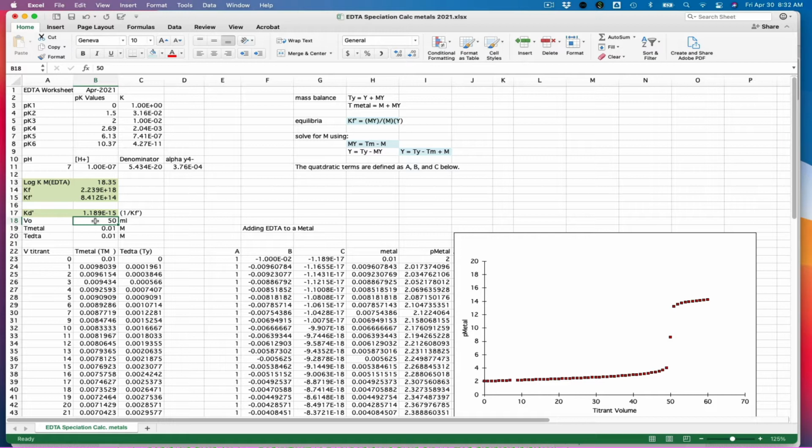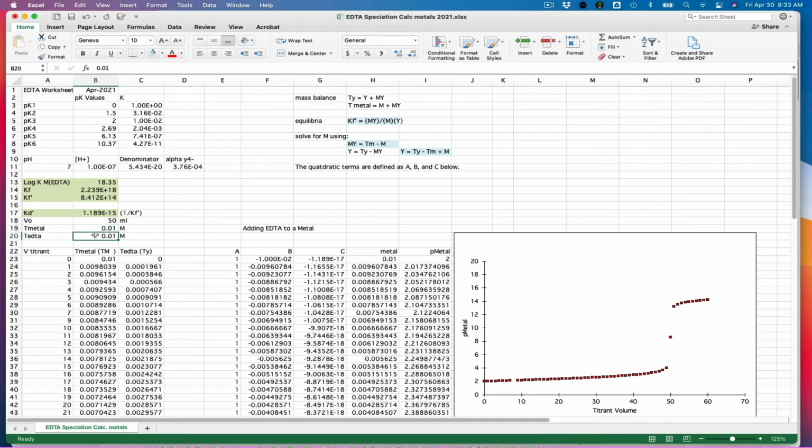And I pick 50 mils. We can change this number, but I pick 50 mils. So that's the amount of metal in the beaker. I also need to tell it what's the concentration of metal. Now this is total metal, so it includes metal in all of its forms. And so I made up a 0.01 molar solution of copper. Maybe I used copper nitrate. That's a common counterion for copper. So that's 0.01 molar copper.